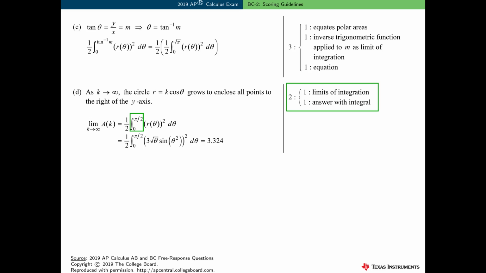That is, as k increases without bound, then the circle r equal k times the cosine of theta will eventually contain the portion of the region S in quadrant 1. The second point in Part D was for the answer, with a supporting integral. And it was okay here to use r of theta instead of writing out the actual expression.